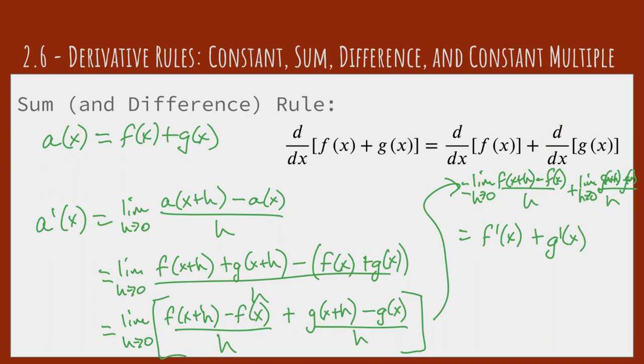So again, this is not a process I would expect you to do on your own, but you can see using that limit definition of the derivative and using rules for limits, if we have the sum of two separate terms, we can take the derivative of each of those terms individually to get the derivative of the whole thing.